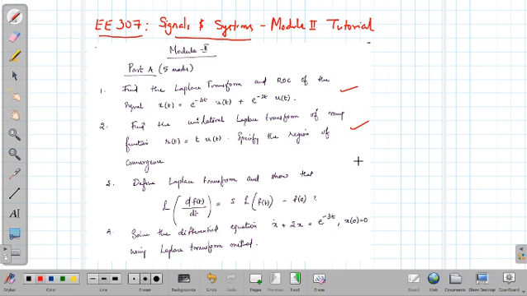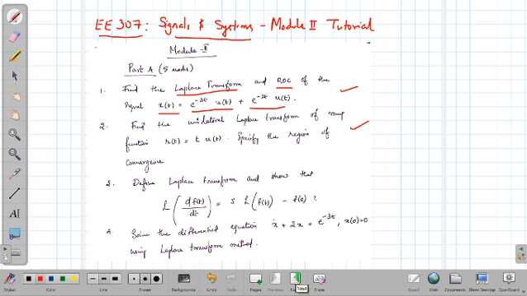Without much further introduction, let me go to the first question. The first question is: find the Laplace transform and region of convergence of the signal x of t is equal to e raised to minus 3t u of t plus e raised to minus 2t u of t.